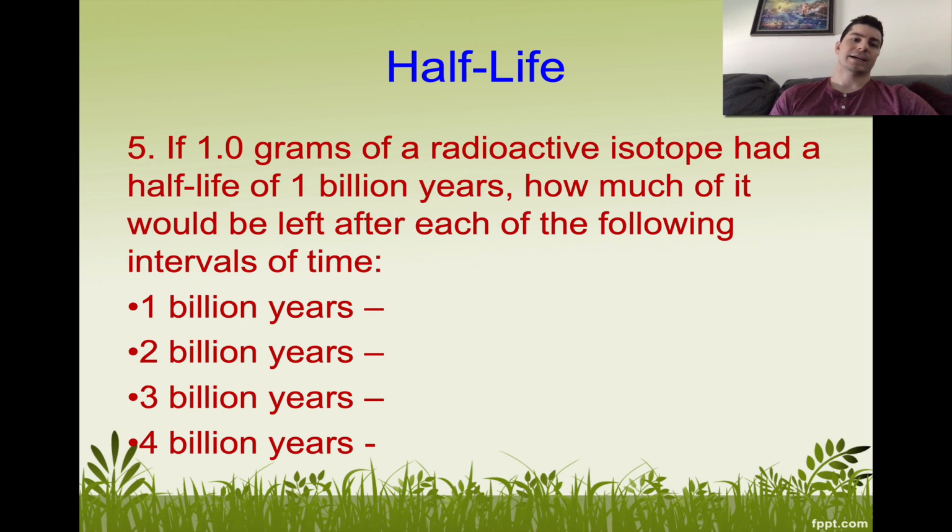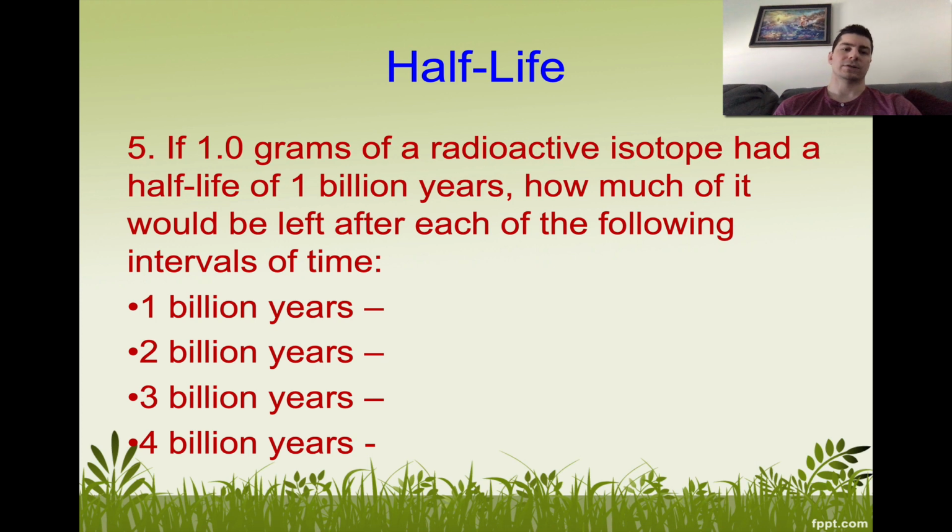Here's a little example for you guys. If we have 1 gram of some radioactive isotope and the half-life is 1 billion years, how much of it would be left over after each of the following? So if we have 1 gram, after 1 billion years, we're going to have half of that amount. So it's going to be 0.5 grams.